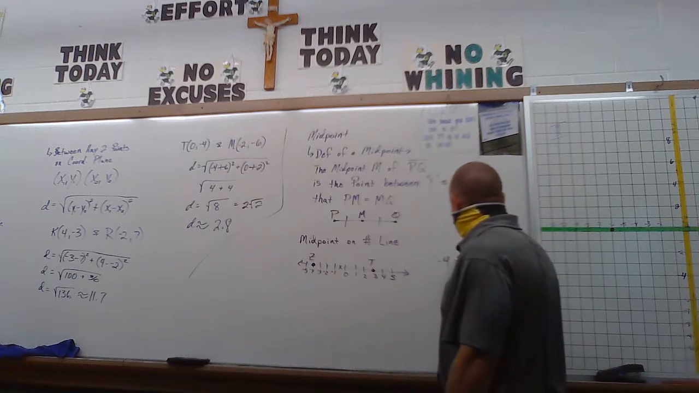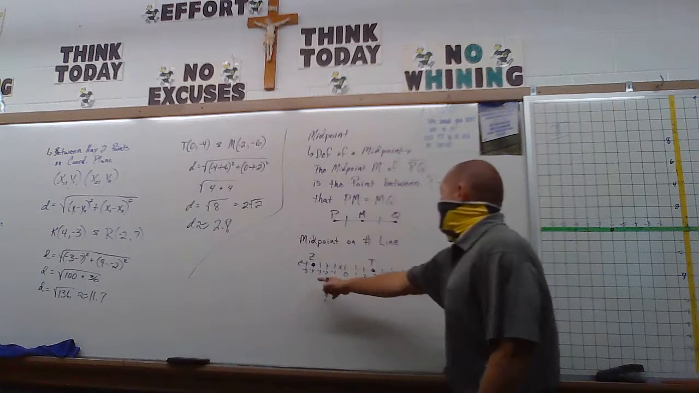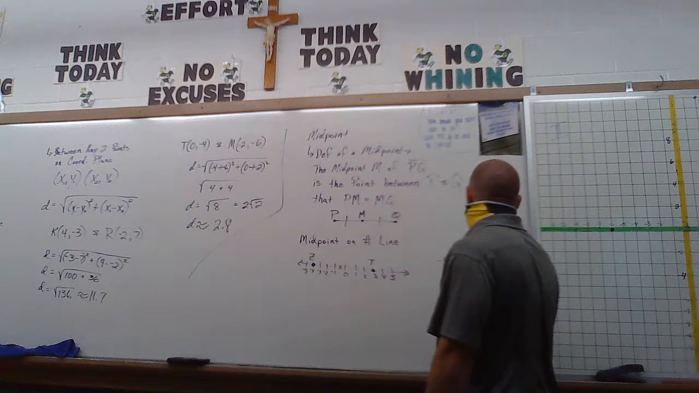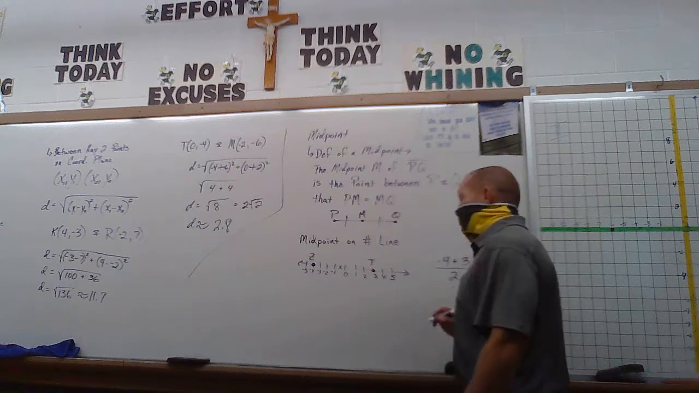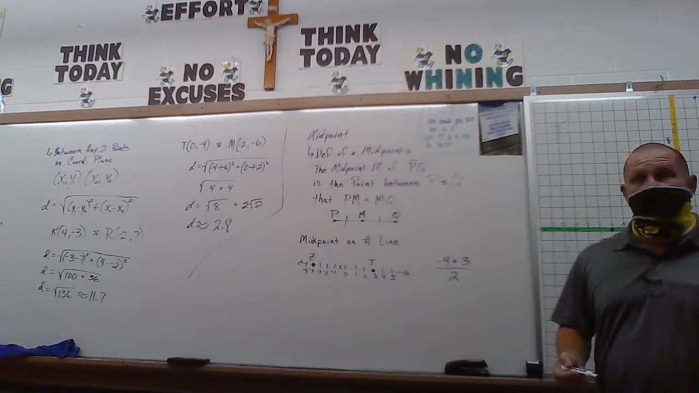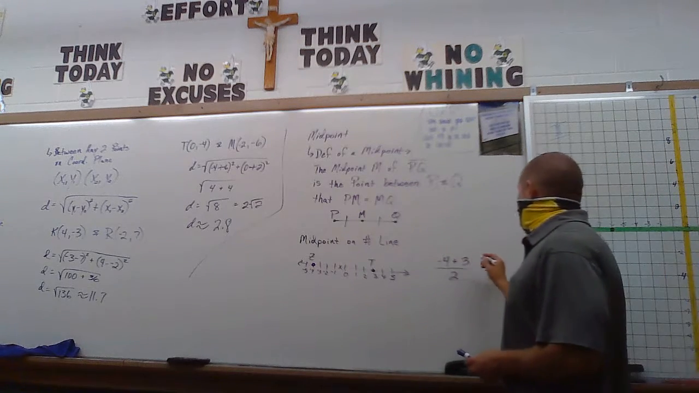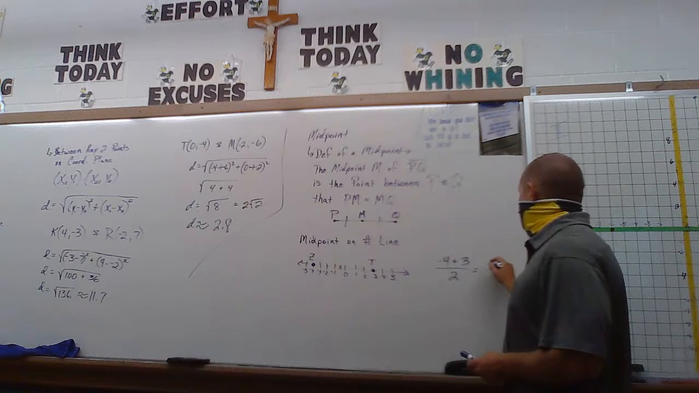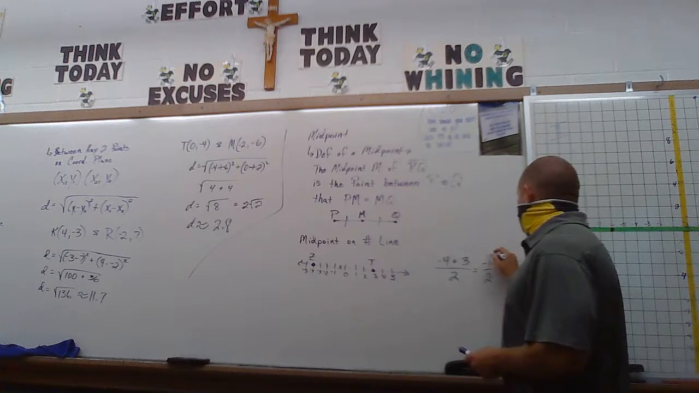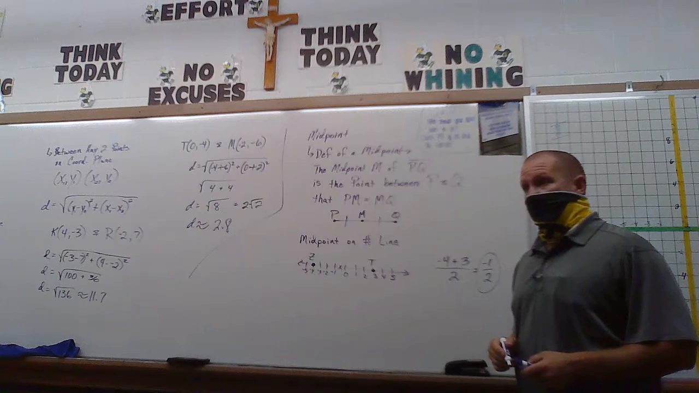Add them up and divide by 2. So -4 plus 3, and then we divide by 2. Why divide by 2? That's how many we took and added up together, right? So -4 plus 3 is -1/2, and we get our -1/2.